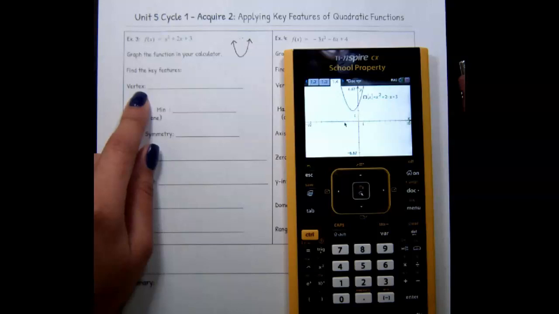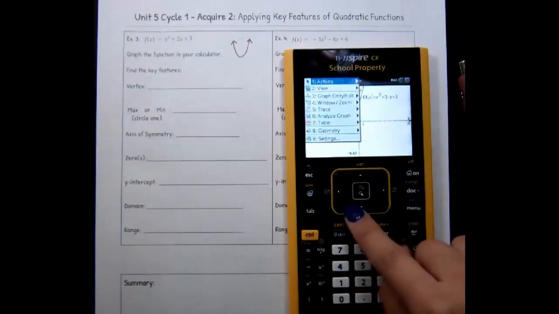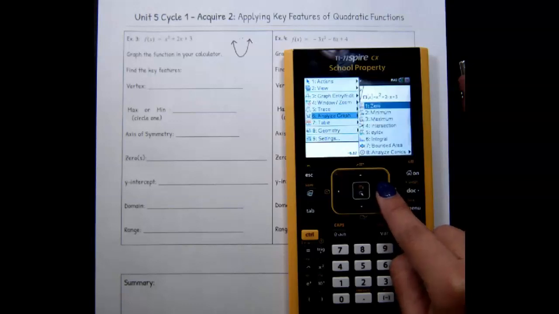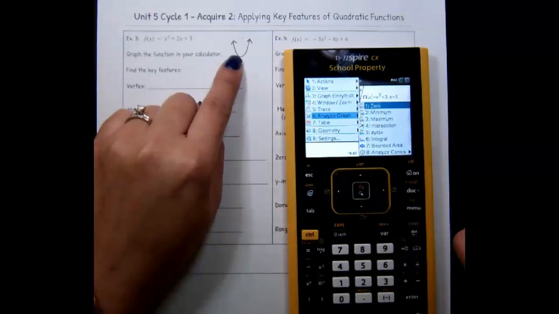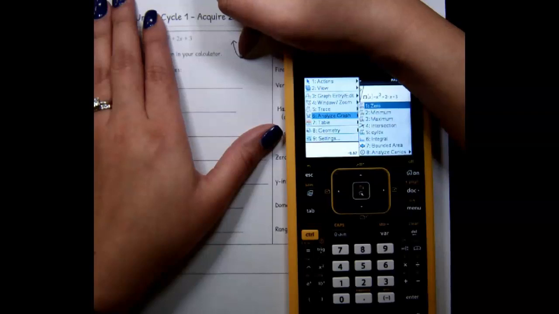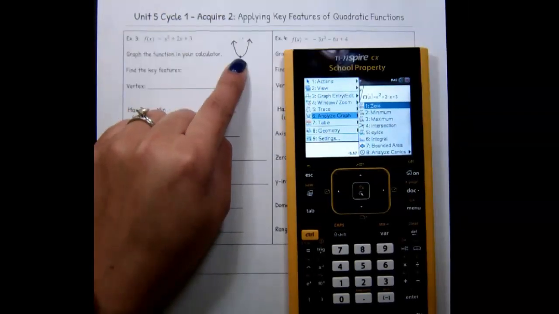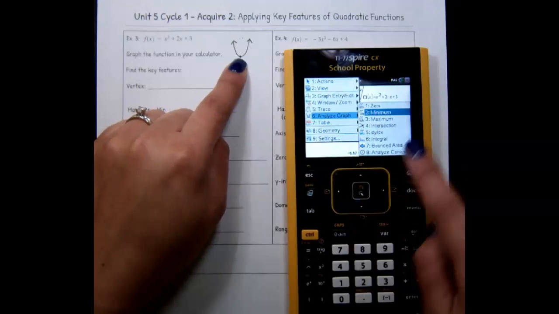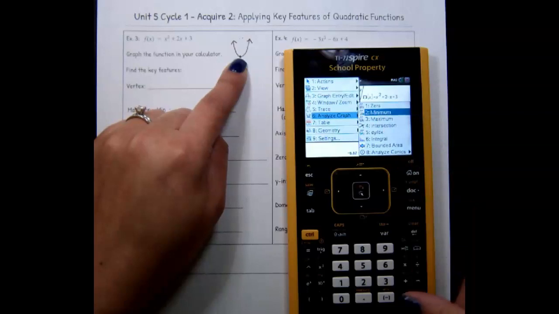Okay, so I'm going to do it a little bit different this time. Not using the table. So I'm going to go to menu. We're going to go to Analyze Graph. And if I want to find the vertex, that means I'm looking for this point right here, because the vertex is in the middle, right? That is also my minimum. So I am going to go to Analyze Graph, and I am going to select minimum.